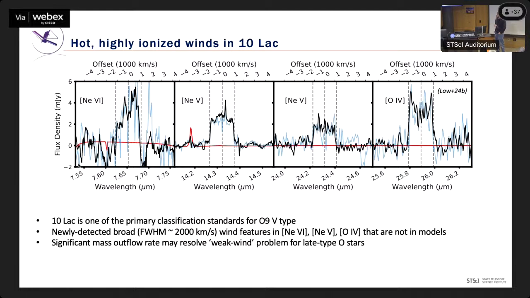But once you know the right questions to ask, you can drill in detail and realize it's not calibration systematics at all. It's the fact that there's some really exciting high ionization emission coming out of this star. And it looks like that might have an interesting scientific import as well, helping resolve something known as the weak wind problem for late type O stars.